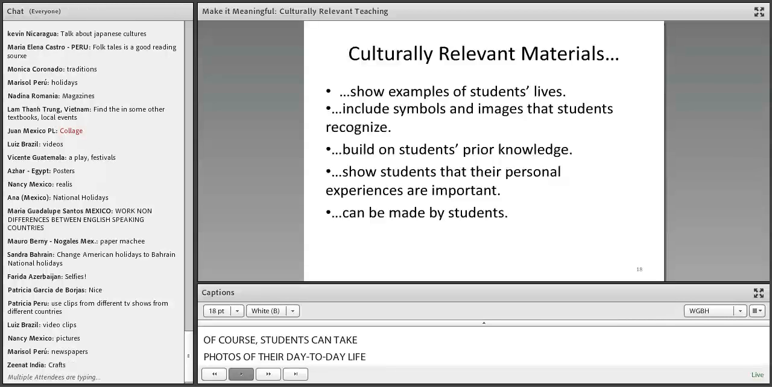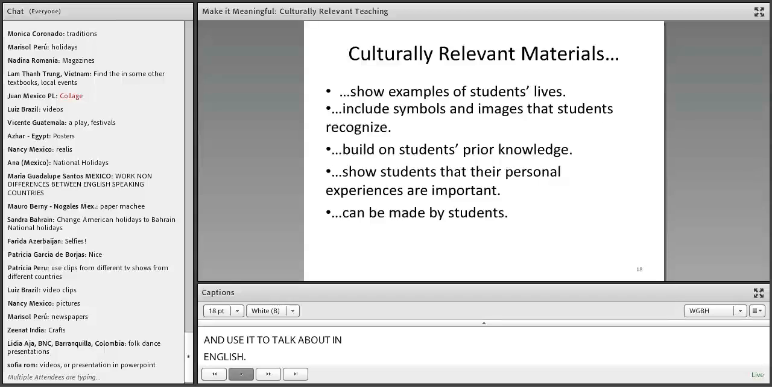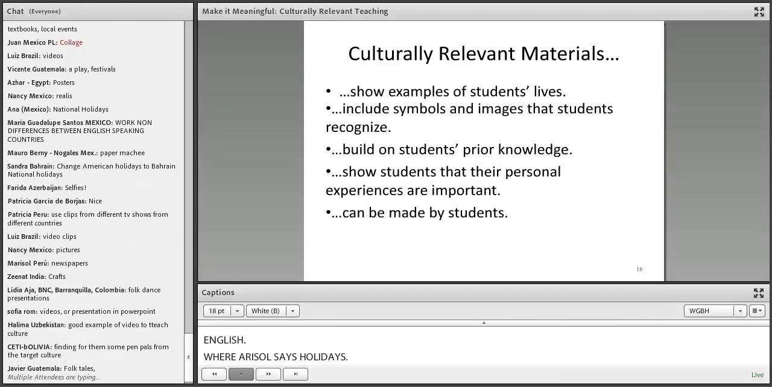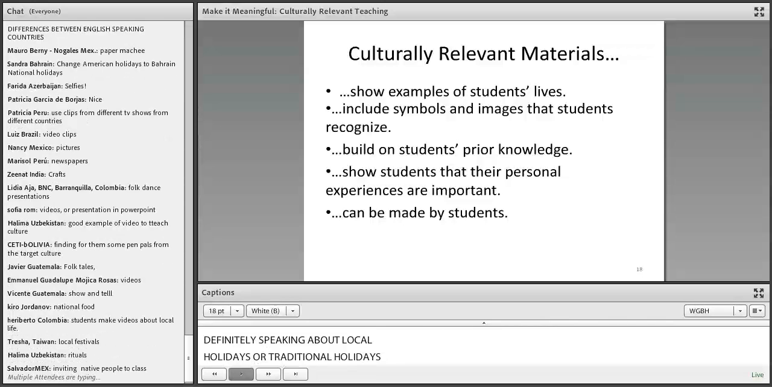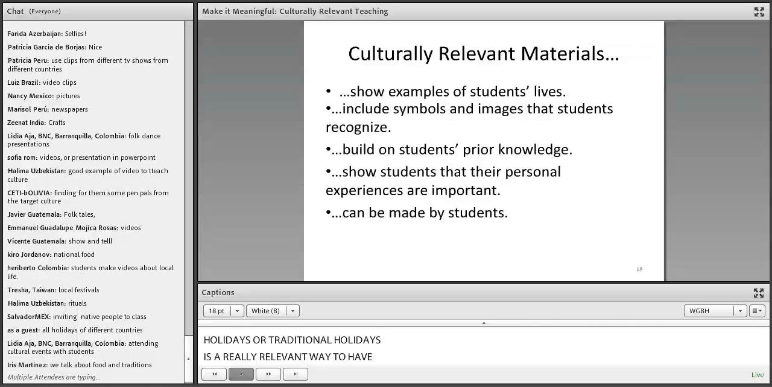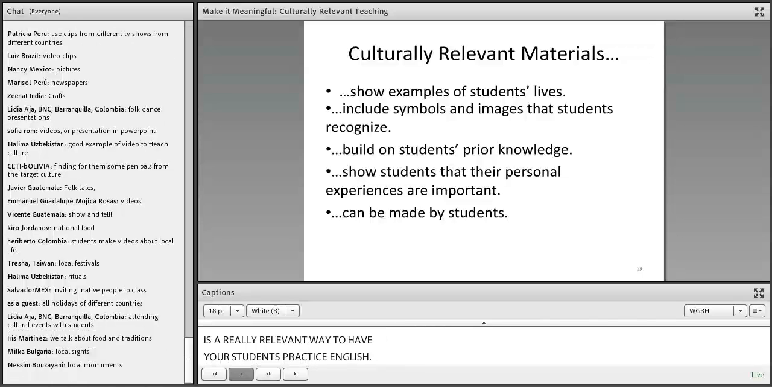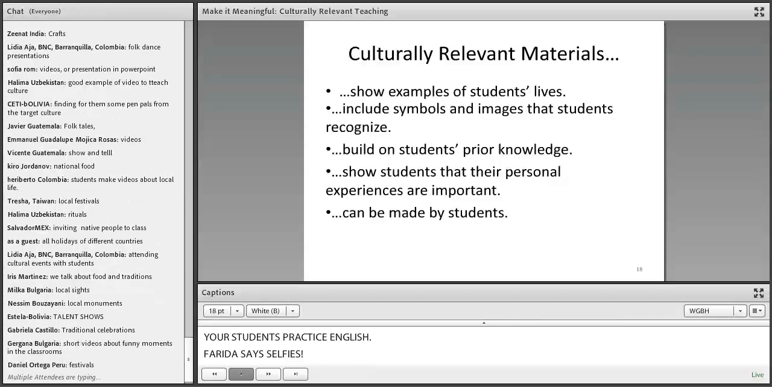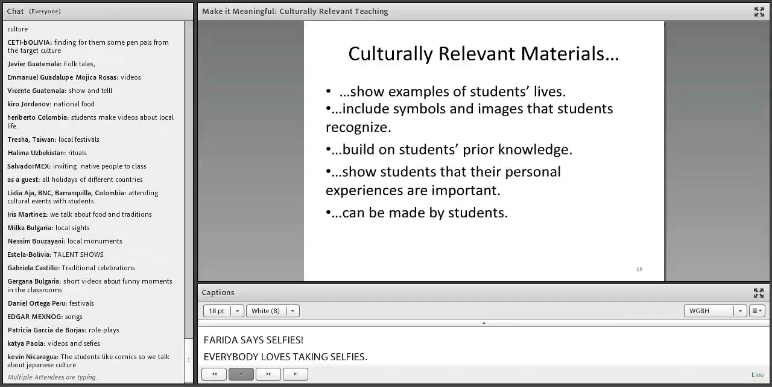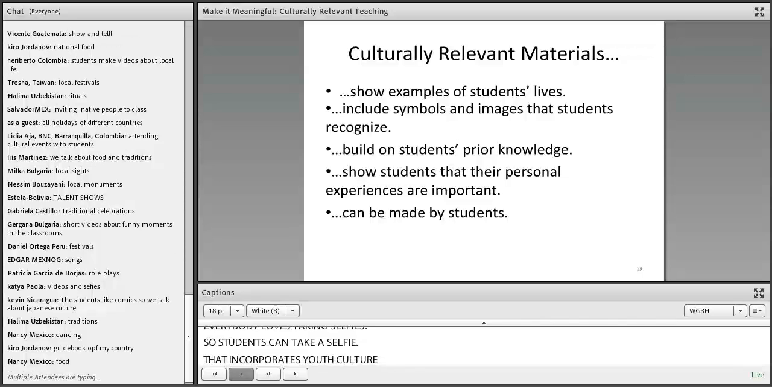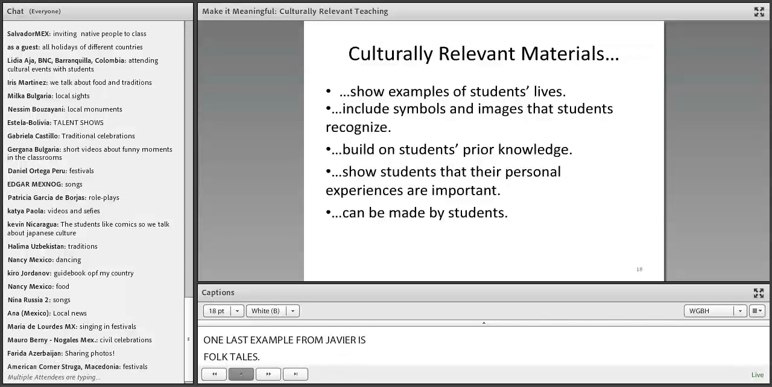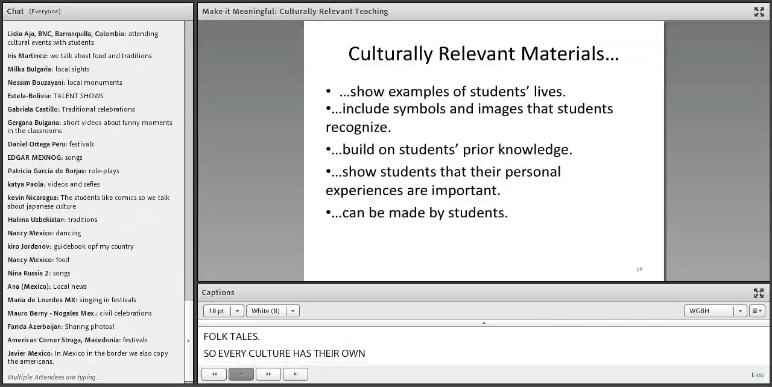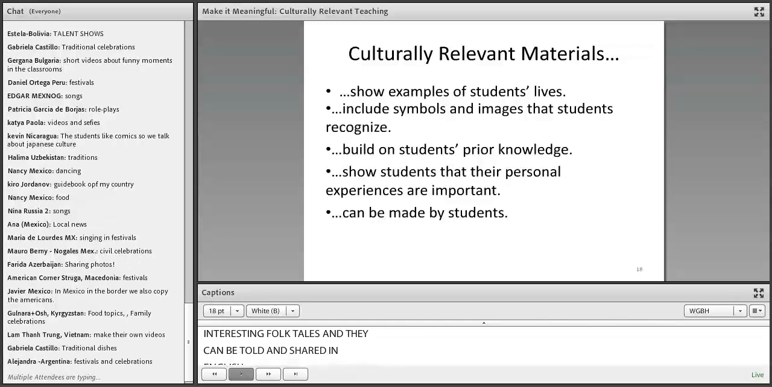Marisol says holidays. Definitely speaking about local holidays or traditional holidays is a really relevant way to have your students practice English. Farida says selfies. Everybody loves taking selfies. So students can take a selfie that incorporates youth culture, and then they can write about those selfies or talk about them. And one last example from Javier is folktales. So every culture has its own interesting folktales, and those can be told and shared in English. Thank you so much for sharing your ideas. Again, please do share them on the Ning with each other.